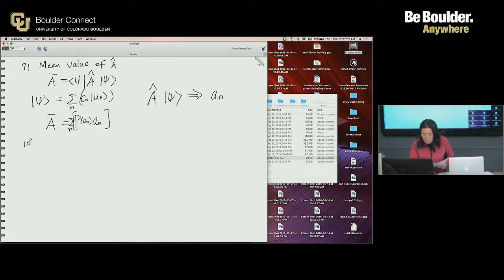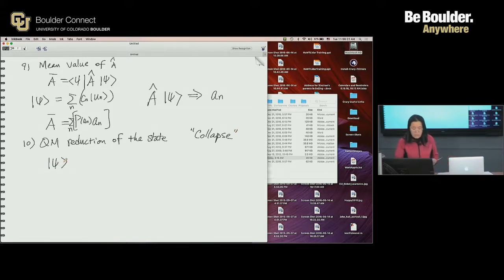The next one is a difficult concept to accept, which in quantum mechanics is called reduction of the state, or you can say it's the collapse of a state. Say originally your state psi is a superposition of many eigenstates. But once you make a measurement, each time you will only get one eigenvalue. So what does that mean? Suddenly the state goes to one of the eigenstates. So you obtain the eigenvalue An.